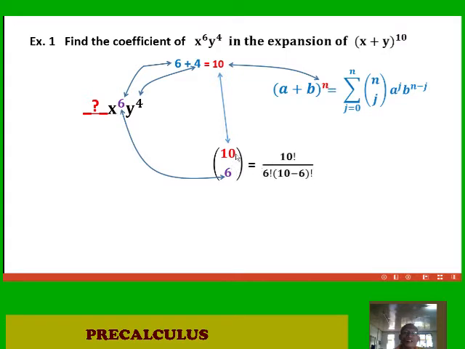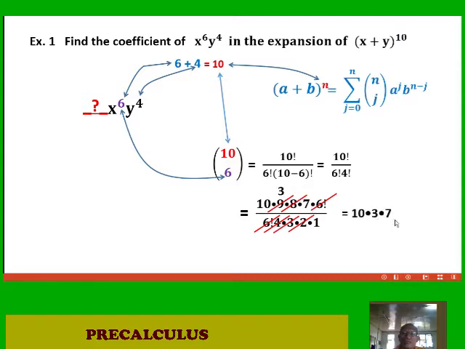We expand this by combination: 10 factorial over 6 factorial times 10 minus 6 factorial. 10 minus 6 is 4. Expand the factorial: 10 times 9 times 8 times 7 times 6 factorial over 6 factorial times 4 factorial. 4 factorial is 4 times 3 times 2 times 1. 6 factorial is cancelled. 4 times 2 is 8. Cancel out 8. 9 divided by 3 is 3. Then we are left with 10 times 3 times 7, which is equal to 210. So the coefficient of x to the 6 y to the 4th is equal to 210.